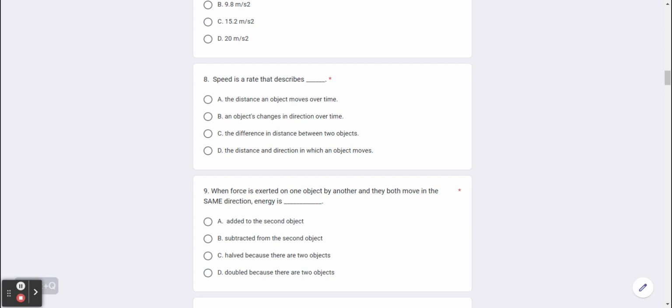8, speed is a rate that describes A, the distance an object moves over time, B, an object's change in direction over time, C, the difference in distance between two objects, D, the distance in direction in which an object moves. 9, when force is exerted on one object by another and they both move in the same direction, energy is A, added to the second object, B, subtracted from the second object, C, halved because there are two objects, D, doubled because there are two objects.